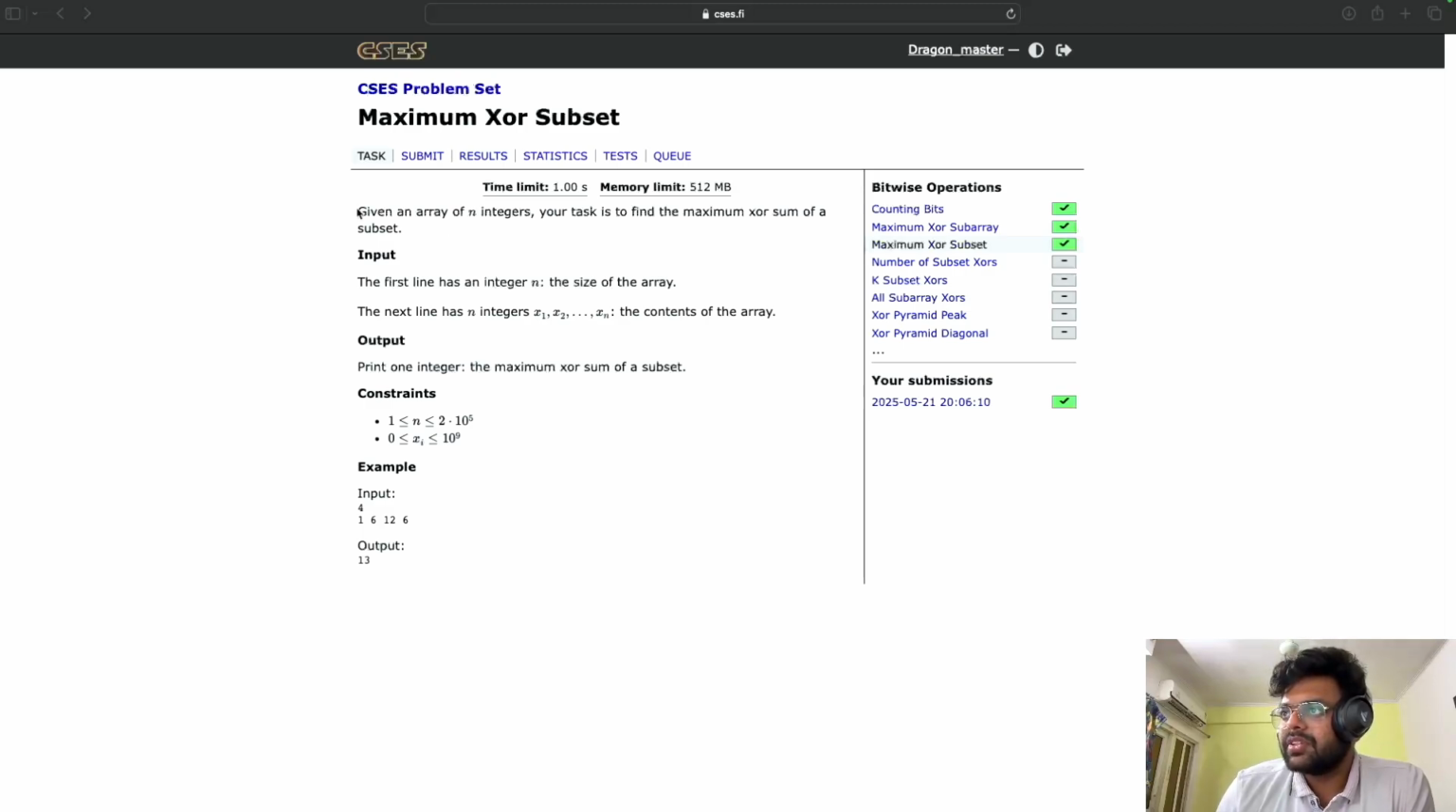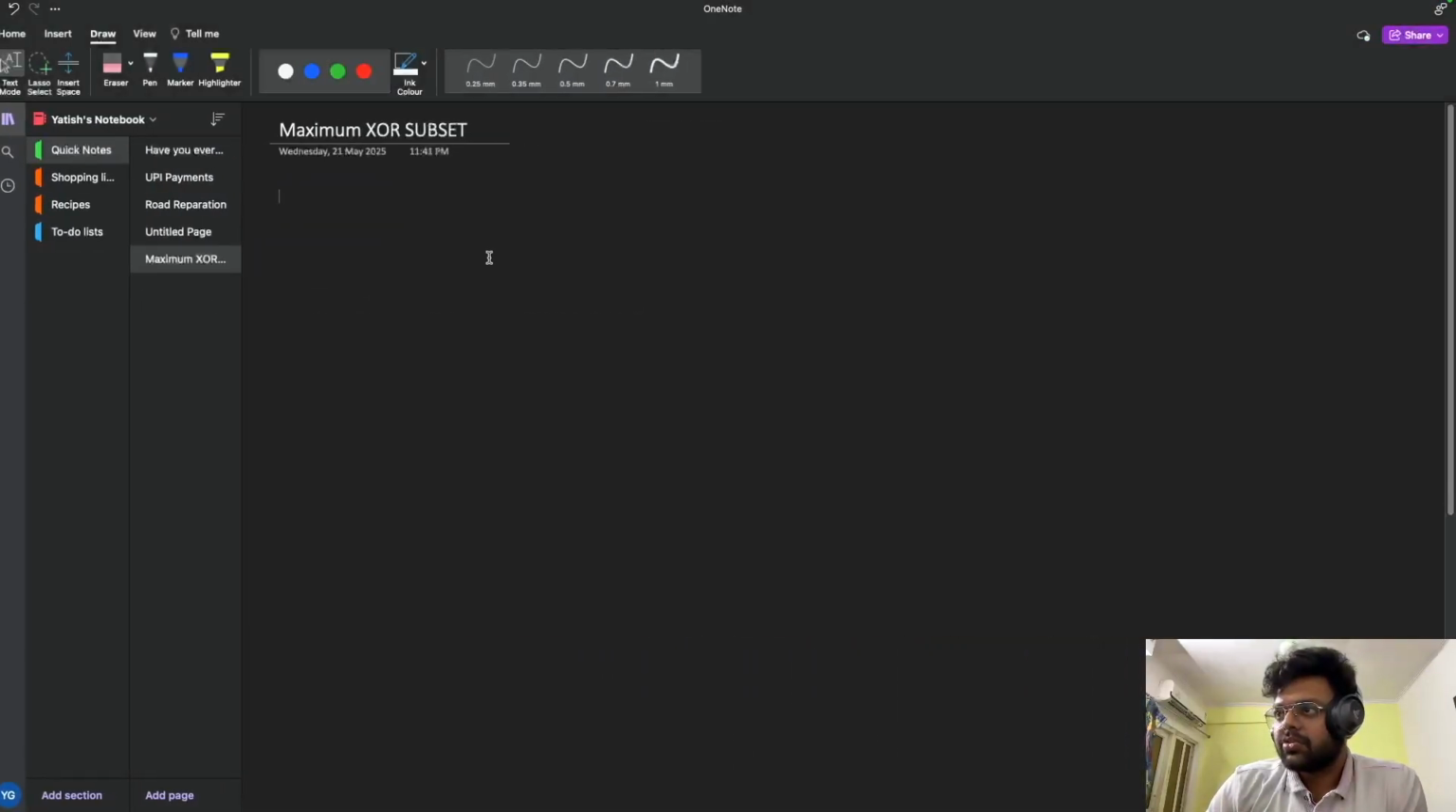So the problem statement is saying, given an array of n integers, your task is to find the maximum XOR sum of a subset. With the size of the array and the array elements, we need to find the maximum XOR sum of the subset. Okay, so let's understand what the problem statement is actually saying.